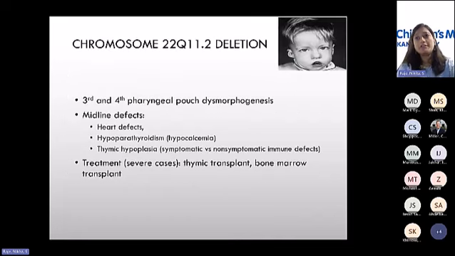22q deletion. Here the defect is in third and fourth pharyngeal pouch formation. Defects lead to midline defects like heart defect, hypoparathyroidism, and thymic hypoplasia. Less than 1% will have complete congenital athymia, which is treated by thymic implant or transplant. That's only done at Duke University at this point. Most of the patients do not have thymic aplasia, so they have some functioning thymus, there are some functioning T cells, and those patients need just supportive therapy.